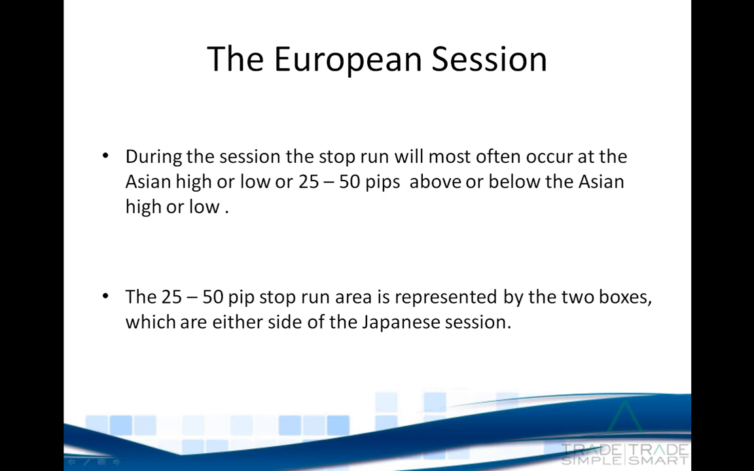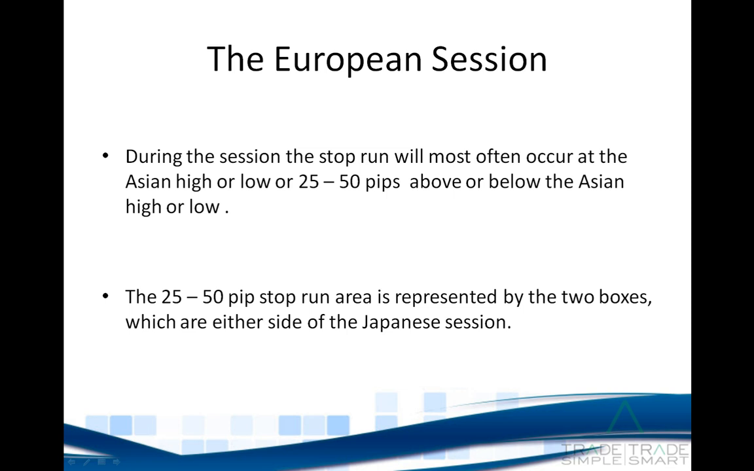Now, in terms of guidelines for where the typical stop hunt will take place during the London session, the stop run will most often occur at the Asian high or low, or 25 to 50 pips above or below the Asian high or low. So in terms of the process for identifying our levels, we're simply going to mark off the most obvious that we've been taught and that you saw during the section on identifying manipulation levels. But as a guideline, we'll typically start with the Asian high or low and look for manipulation around this area.